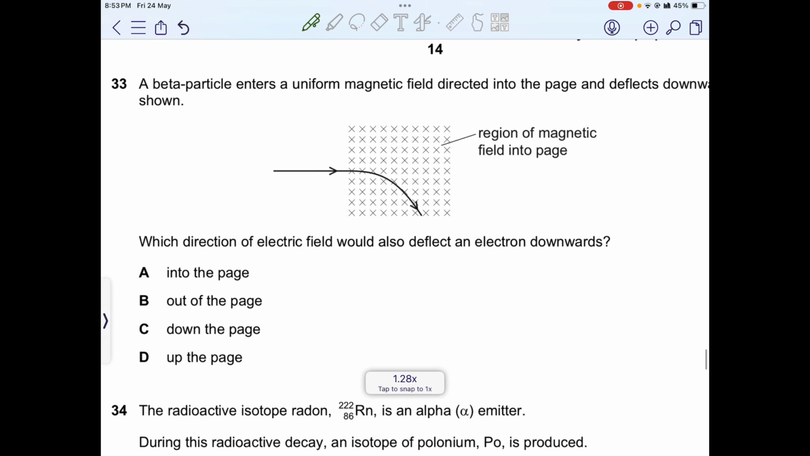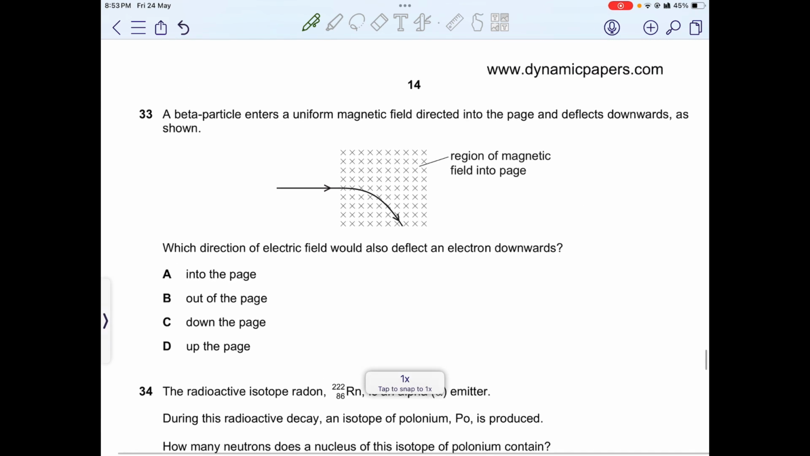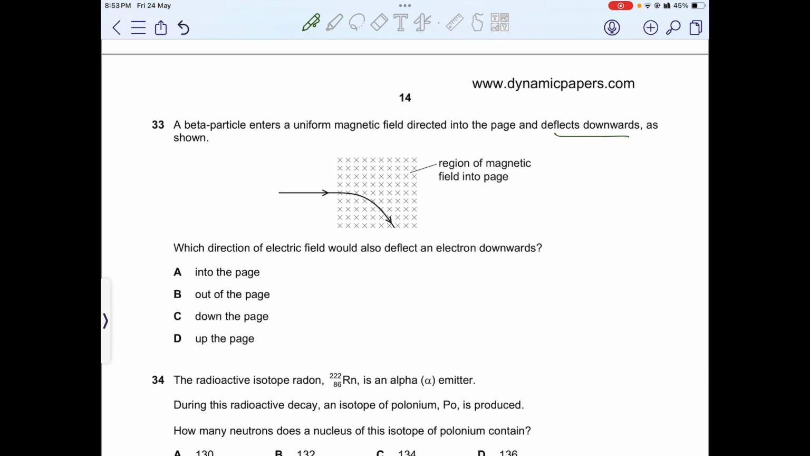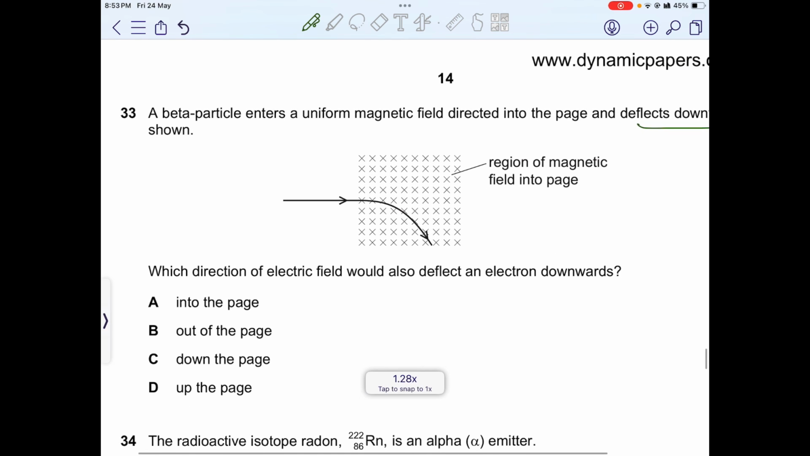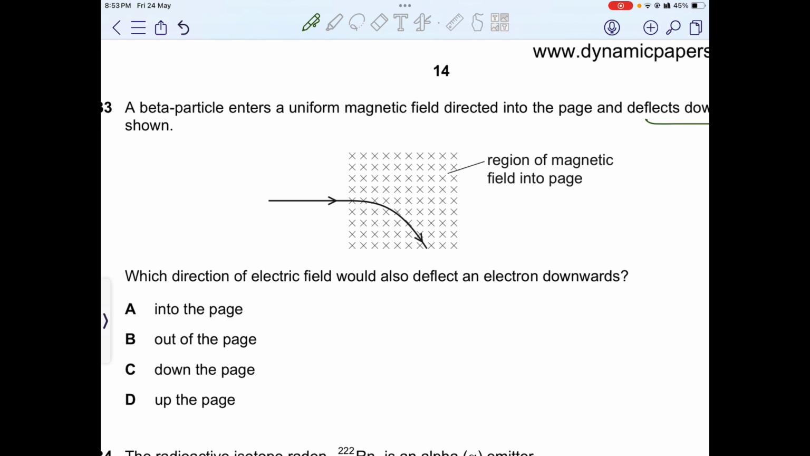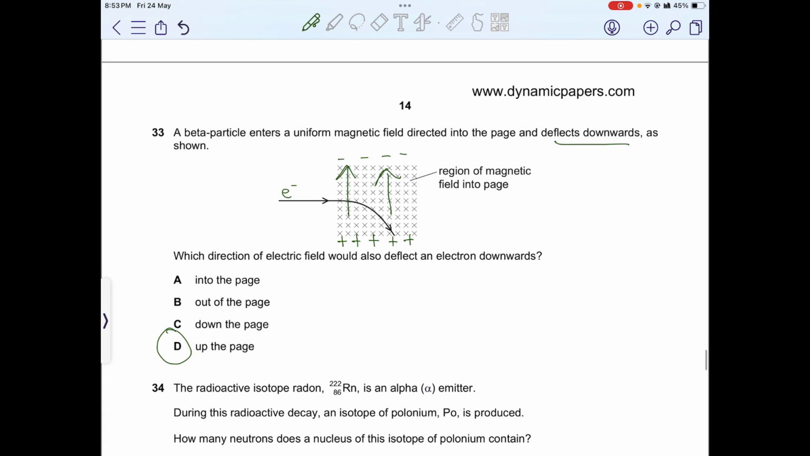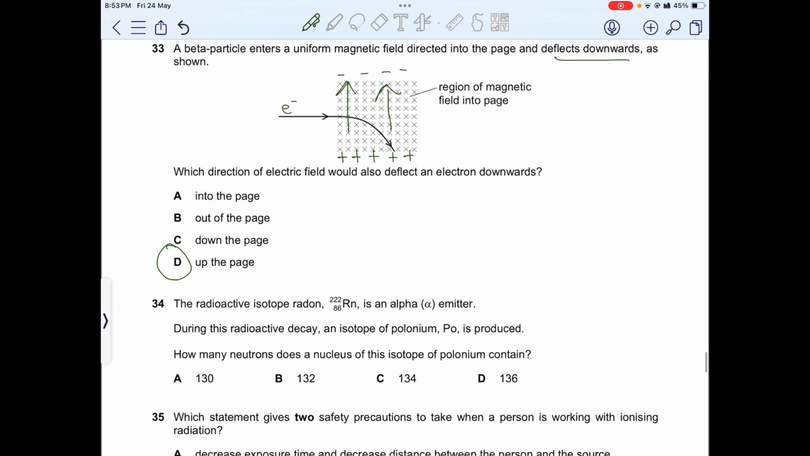Now, the next part says that a beta particle enters a uniform magnetic field directed into the page and deflects downwards, as shown. What direction of electric field will also deflect an electron downwards? A beta particle is negatively charged. So if it's deflected downwards, that means this side would be positively charged as per the electric field, and this would be negatively charged, because a negative charge is attracted to the positive. So we have both the sides. Now, the field goes from positive to negative, so towards this side. Hence it would be up the page. If you see it in the 3D way, if that is representing into, then this would be up the page.